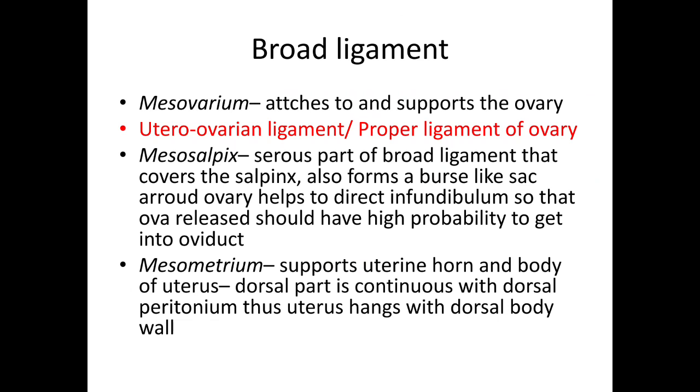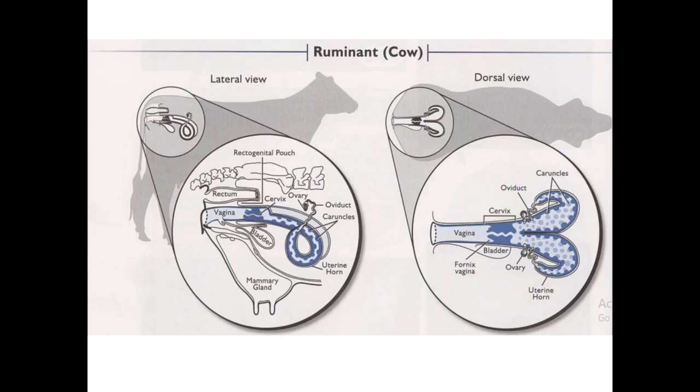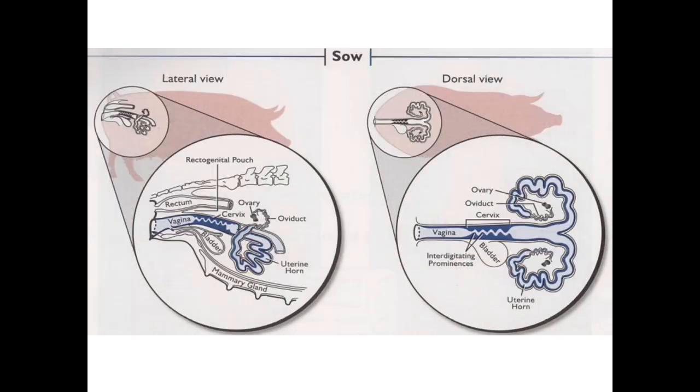Its dorsal part is continuous with the dorsal peritoneum. Thus the uterus hangs from the dorsal body wall due to the mesometrium. In this picture, you can take an overview of the reproductive system of a cow and its different structures. You can see the vagina, the cervix and its structure, the uterine body, and the position of the ovary in the dorsal and lateral view.